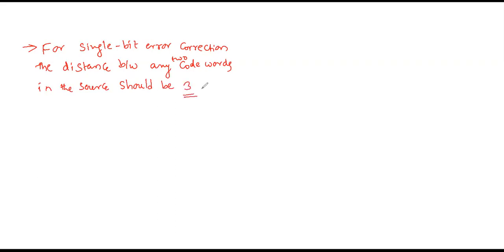Okay? For single bit error correction, the distance should be 3. For error detection, it is 2. For error correction, it is 3. So we can generalize this one. For 1 bit error correction, the distance should be 3.